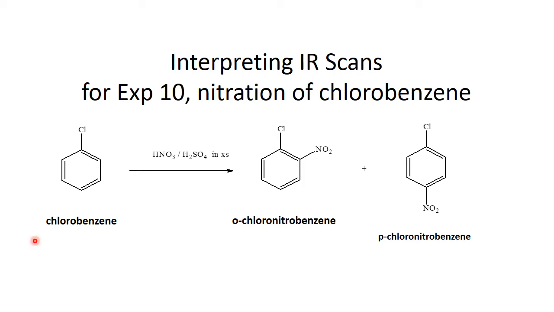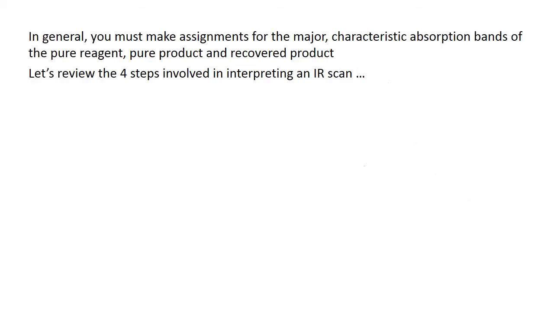Interpreting IR scans for experiment 10, the nitration of chlorobenzene. Upon nitration it yields a roughly equal mixture of ortho chloronitrobenzene and para chloronitrobenzene. In general, you must make assignments for the major characteristic absorption bands of the reagents and products.